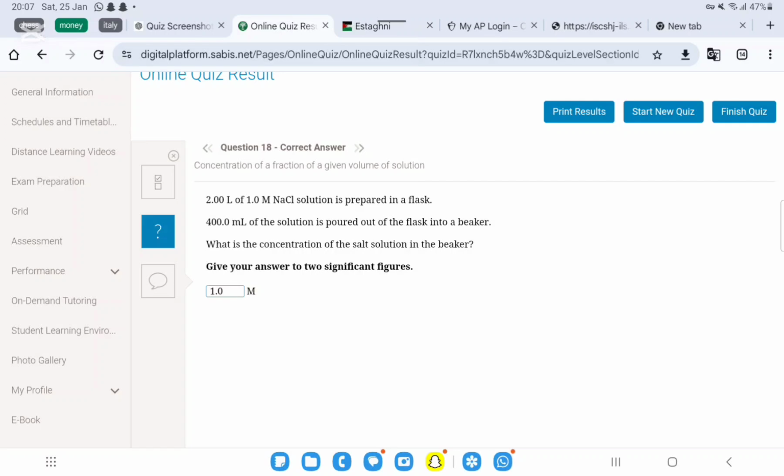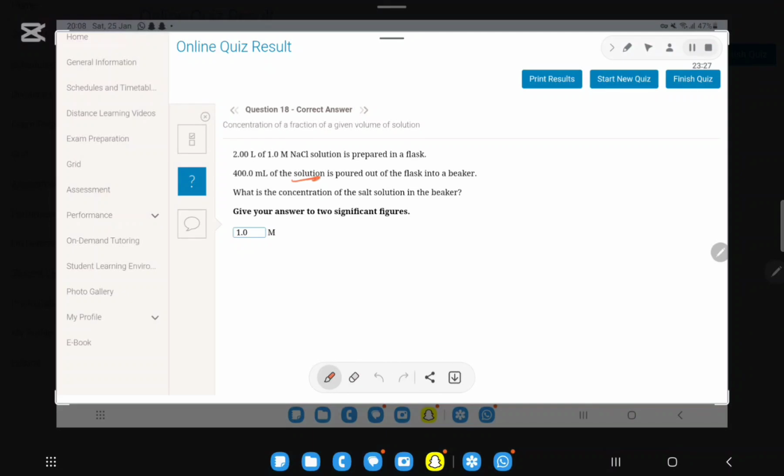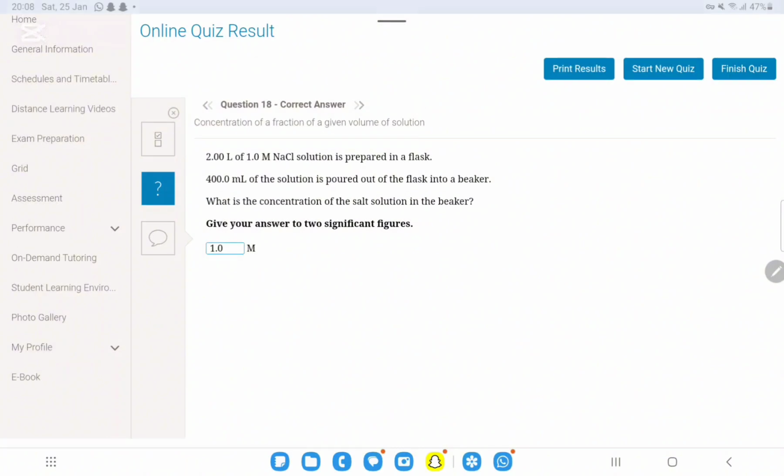Now we know that when you have a specific molarity, it doesn't matter the volume of it if it's from the same solution. Here they said 400 milliliters of the solution that has 1 molarity. Same solution. Since it's the same solution, the molarity stays the same and it's 1.0.